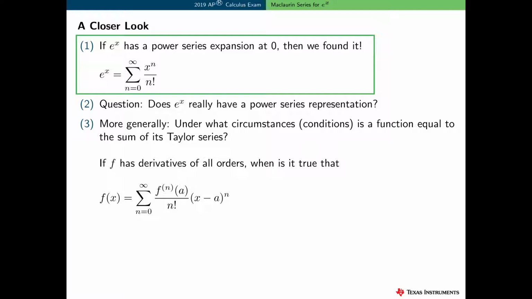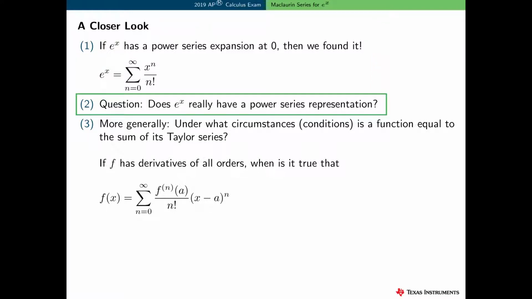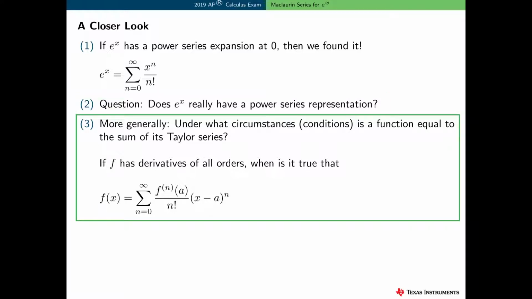So, our conclusion from the previous theorem and this example is the following. If e to the x has a power series expansion at 0, then darn it, we found it. However, we need to determine whether e to the x really does have a power series representation. Now, this leads to a more general question. Under what circumstances or conditions is a function equal to the sum of its Taylor series? Or another way to think about this, if f has derivatives of all orders, when is it true that we can write f in this manner?